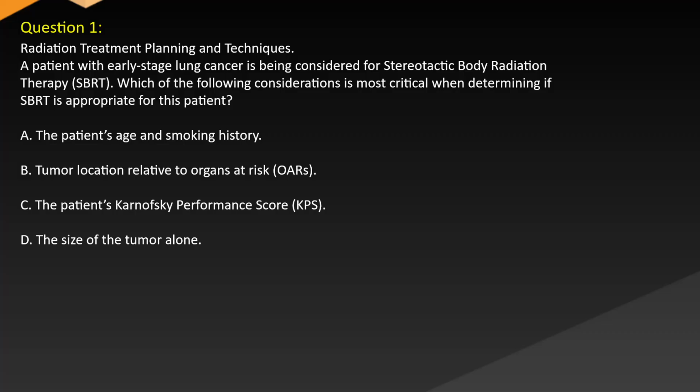Question 1. Radiation treatment planning and techniques. A patient with early-stage lung cancer is being considered for stereotactic body radiation therapy (SBRT). Which of the following considerations is most critical in determining if SBRT is appropriate for this patient?